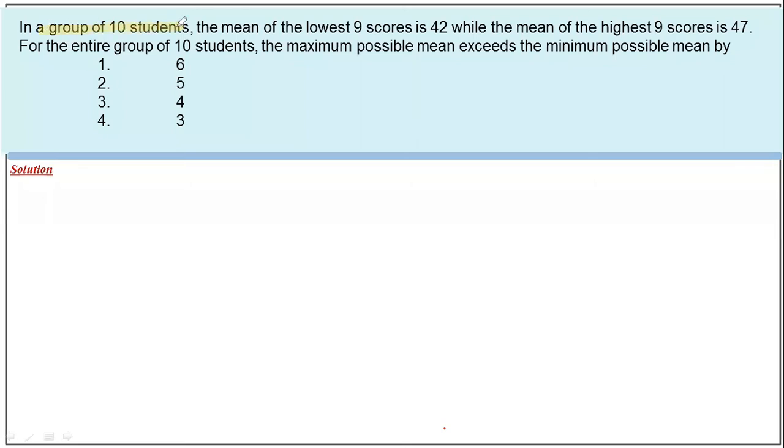In a group of 10 students, the mean of the lowest 9 scores is 42, while the mean of the highest 9 scores is 47. For the entire group of 10 students, the maximum possible mean exceeds the minimum possible mean by which of the following?